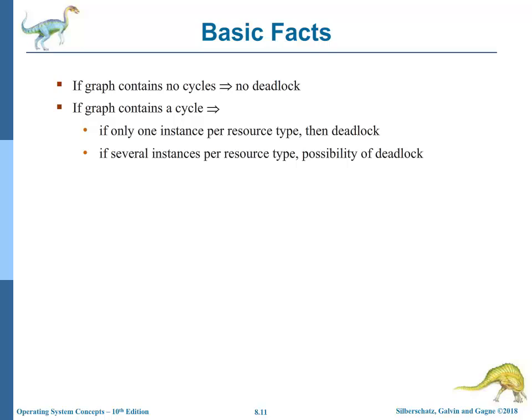If a graph contains a cycle and there is only 1 instance per resource type, then there is deadlock. If there are several instances per resource type, there is possibly a deadlock, but it's not necessarily a deadlock.